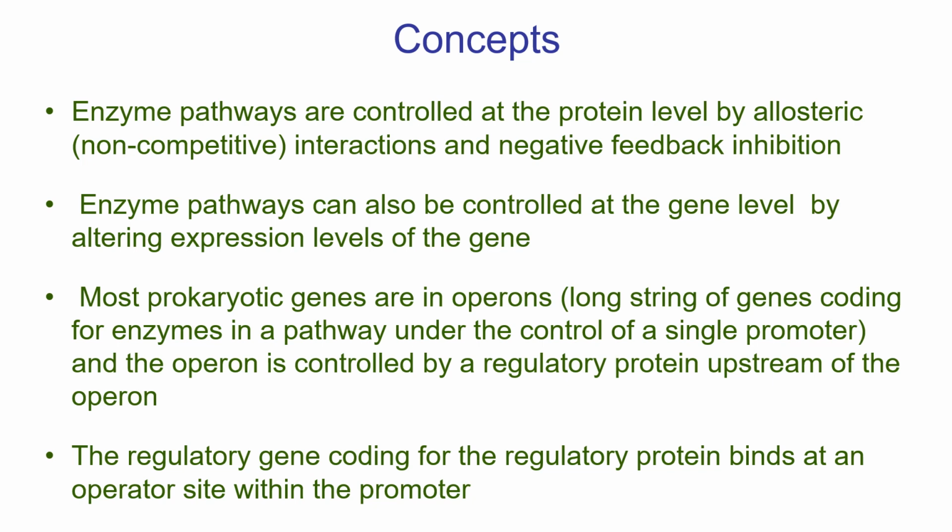And our concepts. So enzymatic pathways are controlled at the protein level by non-competitive interactions and negative feedback inhibition, as we've talked about. That's not as efficient, though, as controlling the pathways at the genetic level. And that's something that prokaryotes do very, very well. So prokaryotes have these operons where all the related genes that are needed for a particular pathway are all grouped together, and they're all under the control of one promoter.